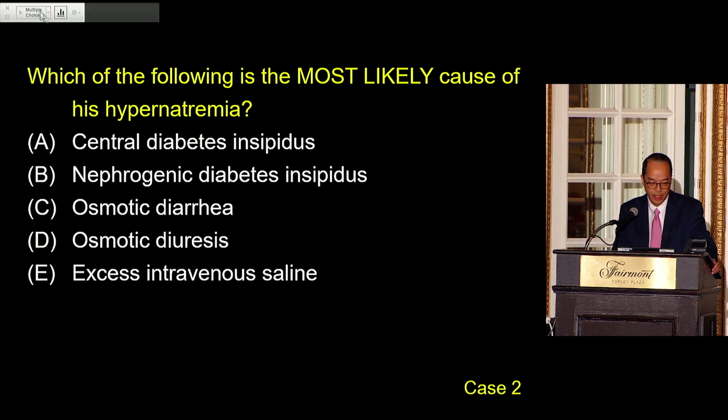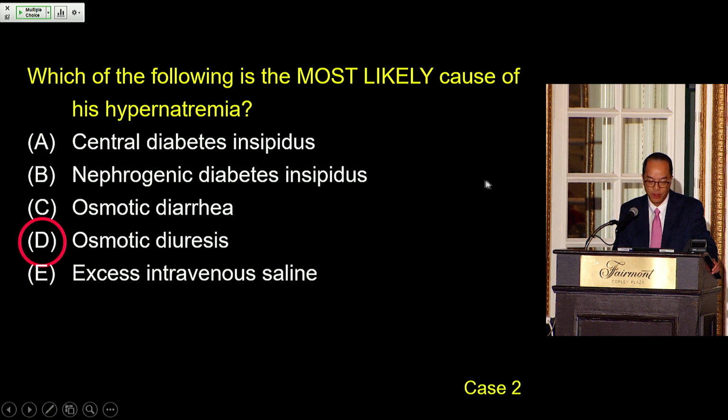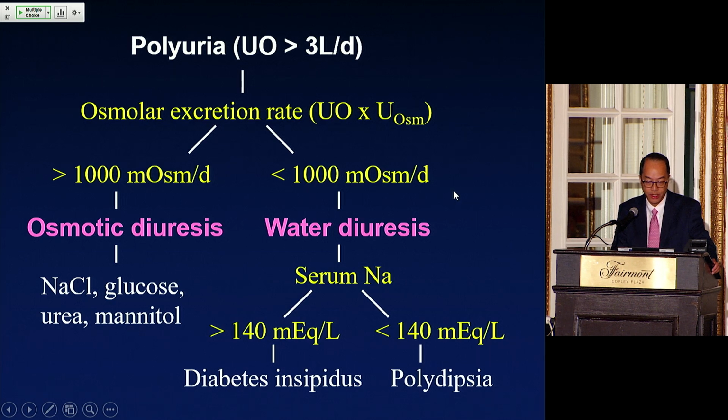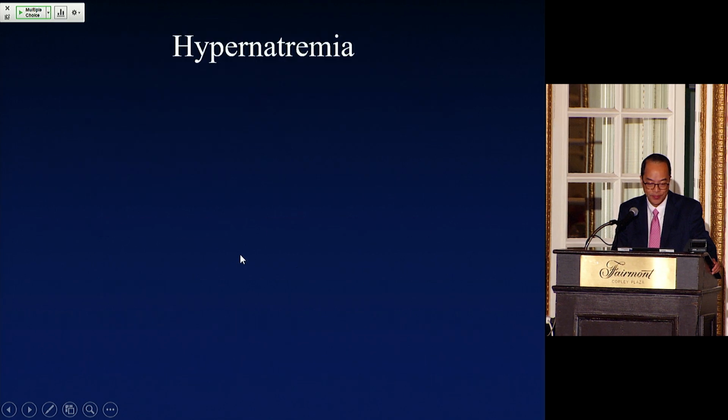Okay, let's see. Good, so most of you chose D, osmotic diuresis, which is in fact correct. Following on the same algorithm that I just showed you, if you calculate this patient's osmolar excretion rate, urine output times urine osm, it's greater than 1,000. And given the setting, the most likely cause is a urea osmotic diuresis from the TPN, which we see quite commonly.